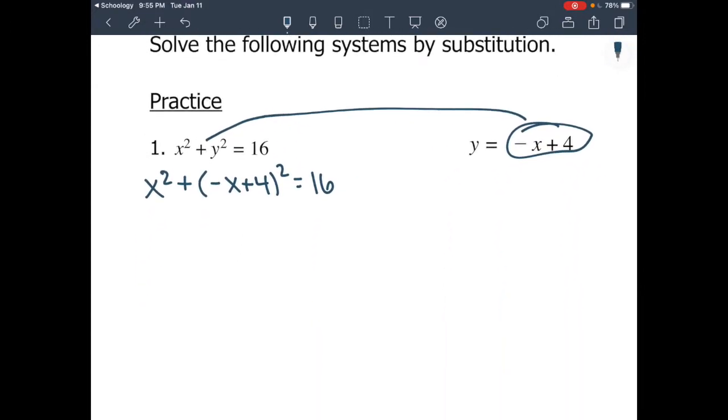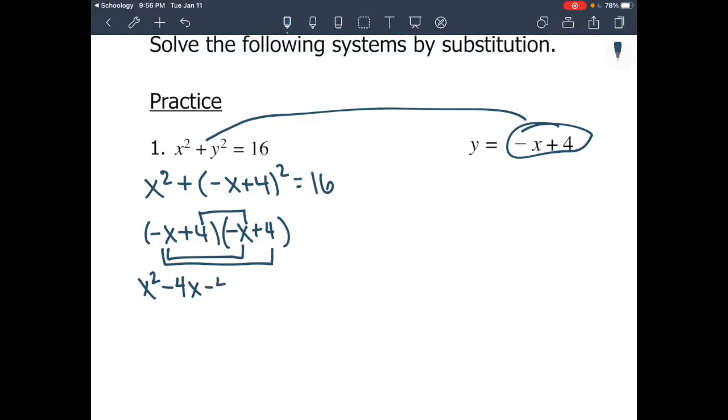So I'm going to take that piece, negative x plus 4 squared, which is negative x plus 4 again, multiplied by itself. So I'm going to do that first. First is negative x times negative x, which is positive x squared. Outside is negative x times 4, which is negative 4x. Inside is 4 times negative x, this is negative 4x again. And then last is 4 times 4, which is 16. So then I'm going to simplify that to x squared minus 8x plus 16.